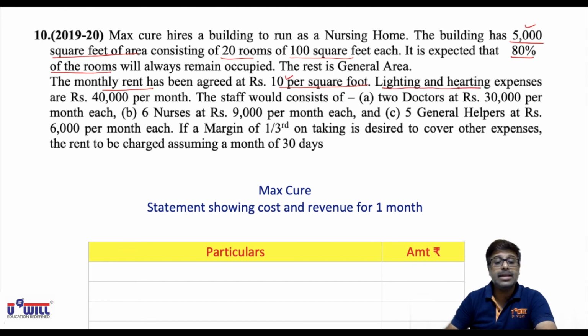Second is lighting and heating expense of 40,000 per month. So directly you'll add 40,000. Staff would consist of 2 doctors at 30,000 per month each. So 60,000, 2 into 30,000. 6 nurses at 9,000 per month each. So 6 into 9,000, 54,000. 5 general helpers at rupees 6,000 per month each. So 5 into 6,000, 30,000. Again, if a margin of 1/3 on taking is desired, again taking we will assume as 3, denominator 3, to cover the other expenses. Then find out the rent to be charged assuming a month of 30 days.